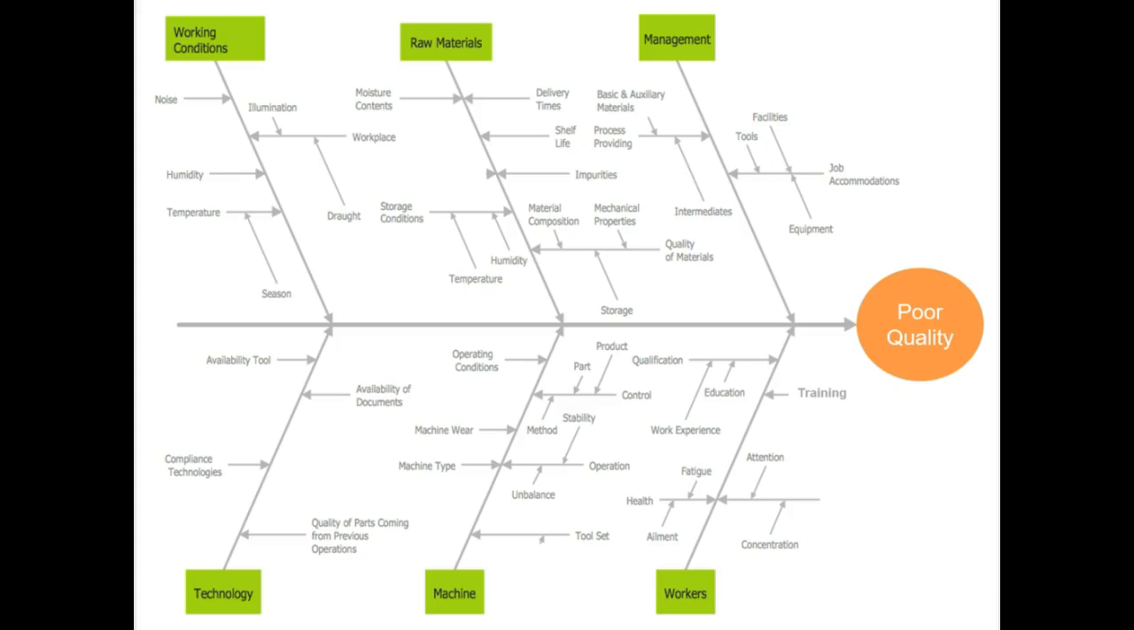Here in this particular example, you see poor quality. And you see the categories. Some people call it the 6M's, some people call it the 6P's. This used to be man, but now it's workers. That was one of the M's. And then machinery, right? And material. Here's material, raw material. And Mother Nature was then environment, which then became work conditions. But it used to be called 6M's or 6P's.